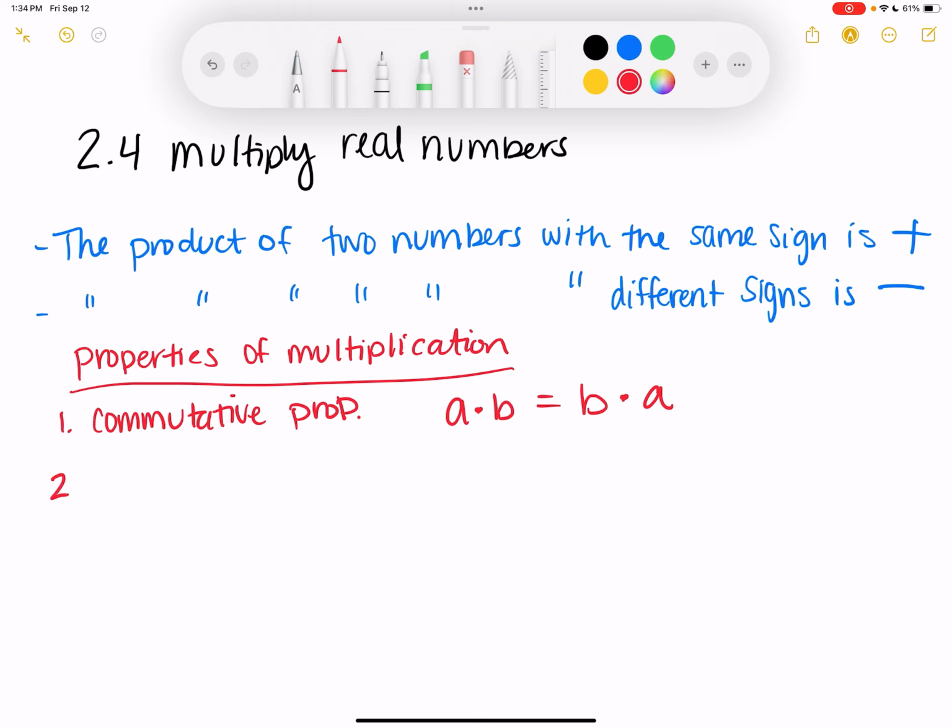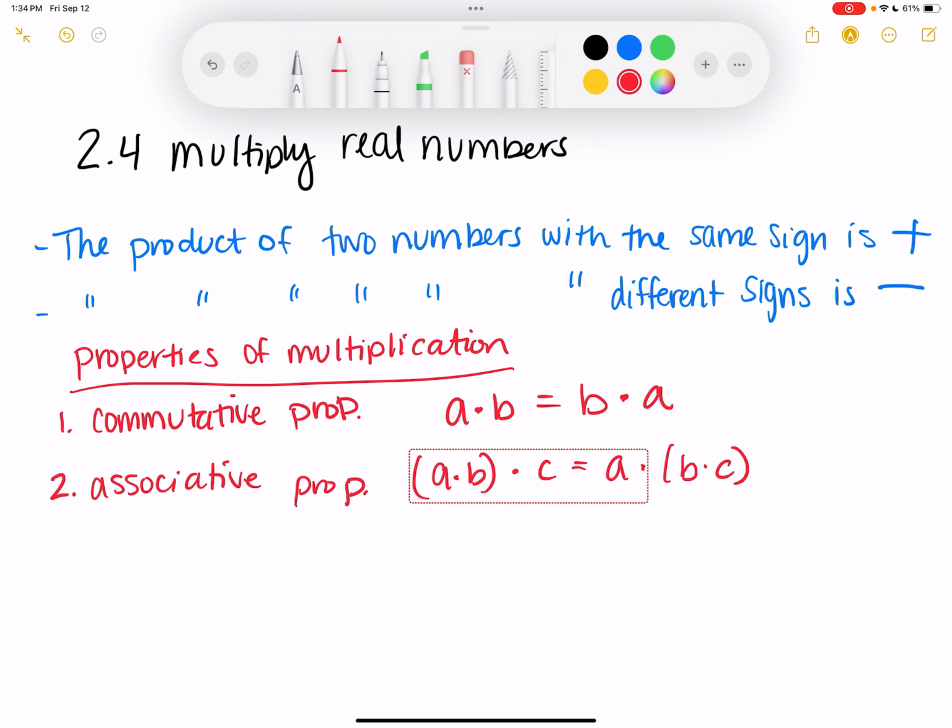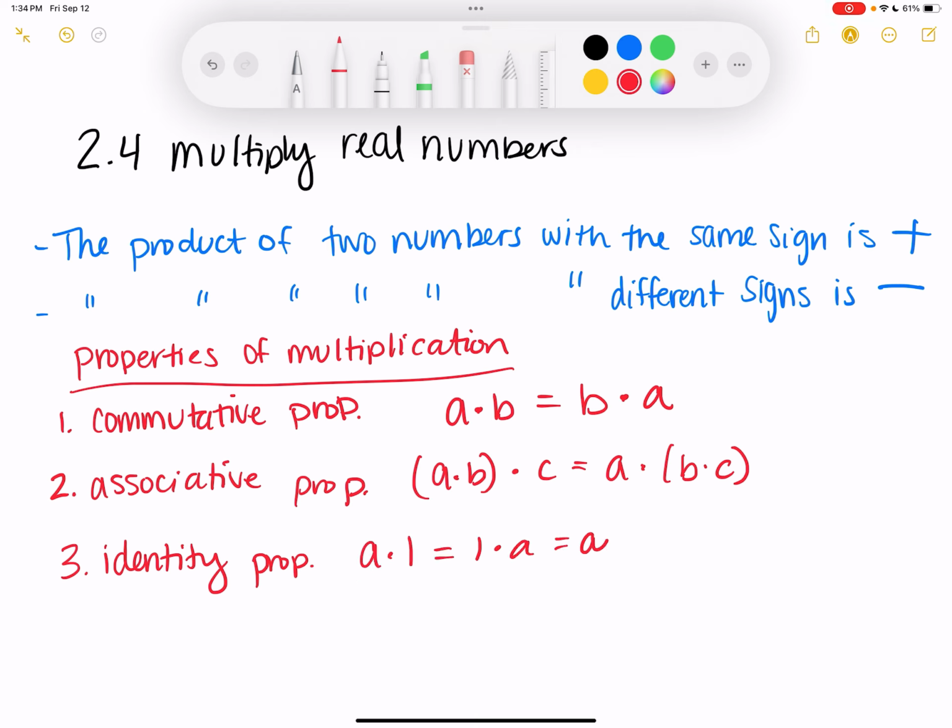Two, the associative property says that A times B, in parentheses, times C is equal to A times, in parentheses, B times C. The identity property says A times 1 is equal to 1 times A is equal to A. So our identity property of addition the other day was A plus 0 is equal to 0 plus A is equal to A. So it's what can I do that when I multiply it, it's not going to change the number. In the other case, it was what can I add that's not going to change the value.